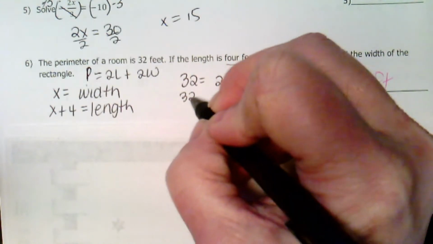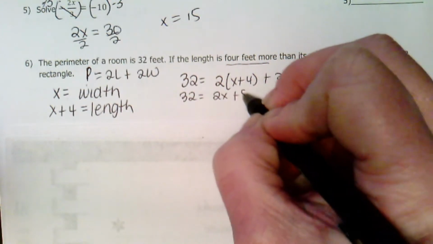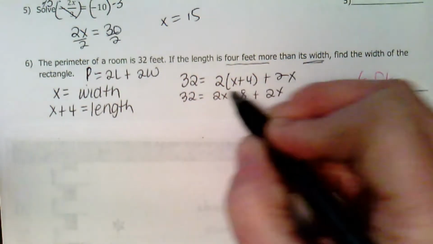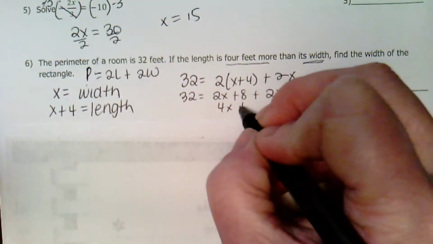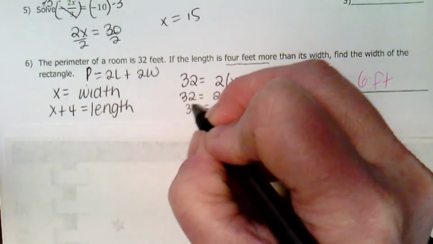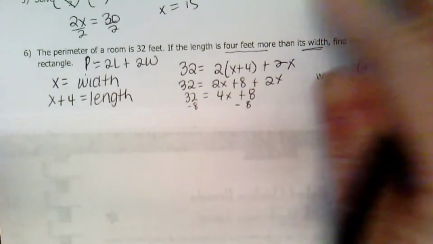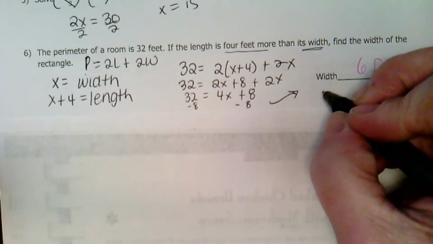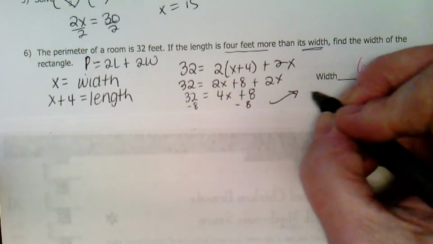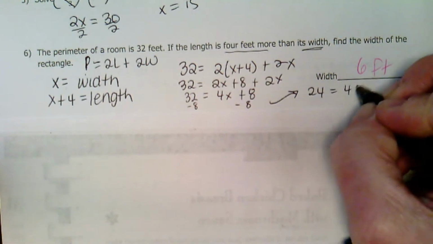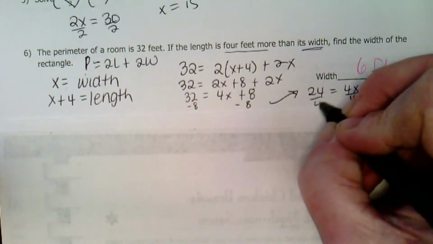So we're just going to simplify at this point and distribute first. Combine like terms. Subtract 8. Always running out of room. Divide by 4.